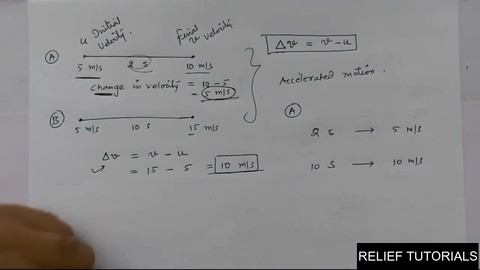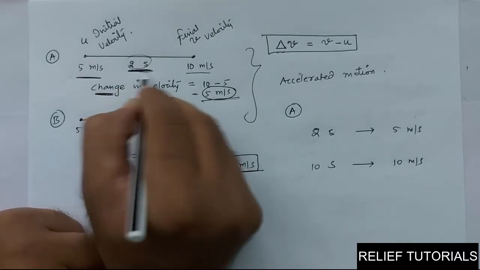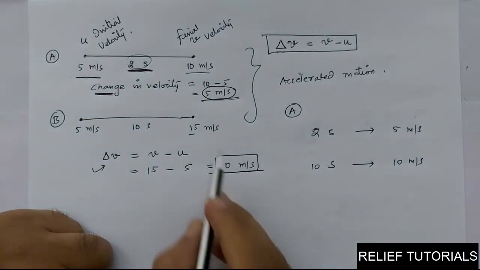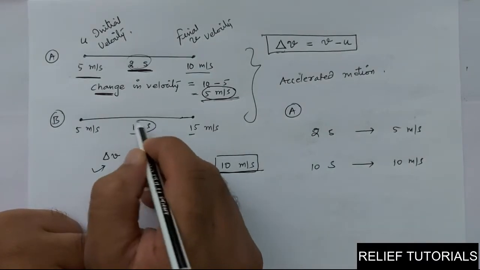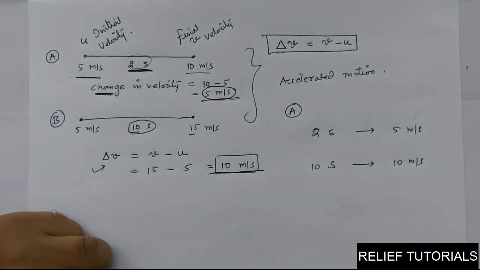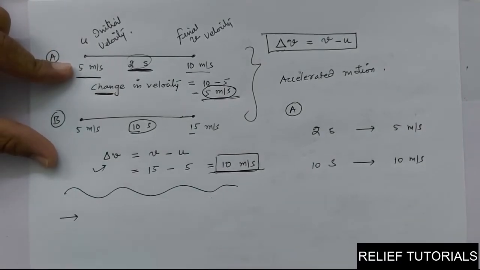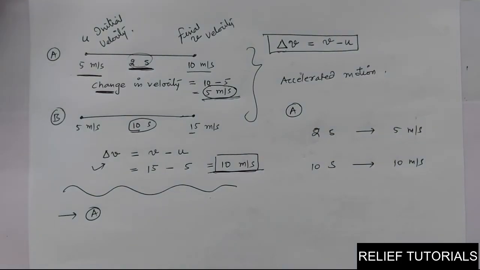Now try to find out here in 2 seconds, the change is 5 meter per second. And here the change is 10, but it takes 10 seconds. So to find out in which case the change is faster, we can find the per second change. So per second change is required.